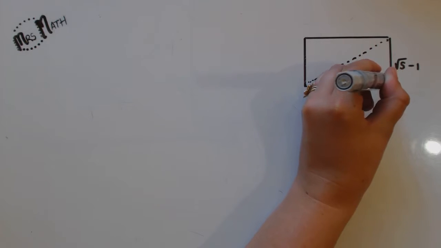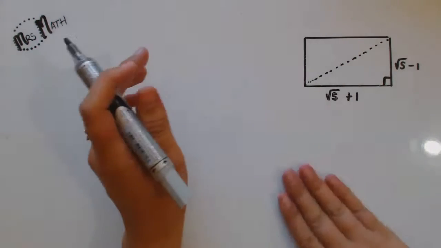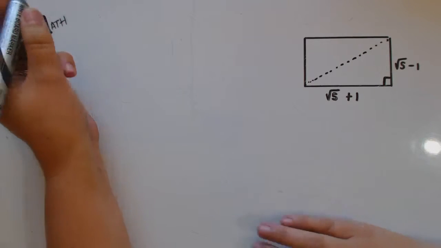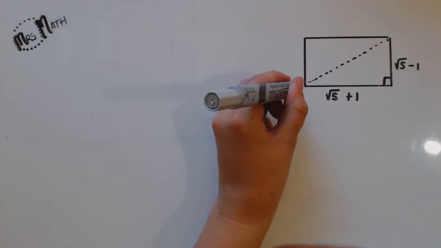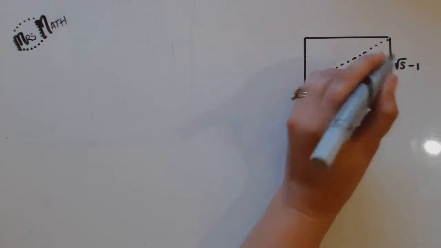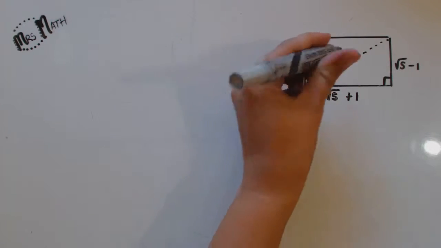Now, you must first just know that a rectangle has a 90-degree angle. And then I can just use the Theorem of Pythagoras for that. Let's call the diagonal D.